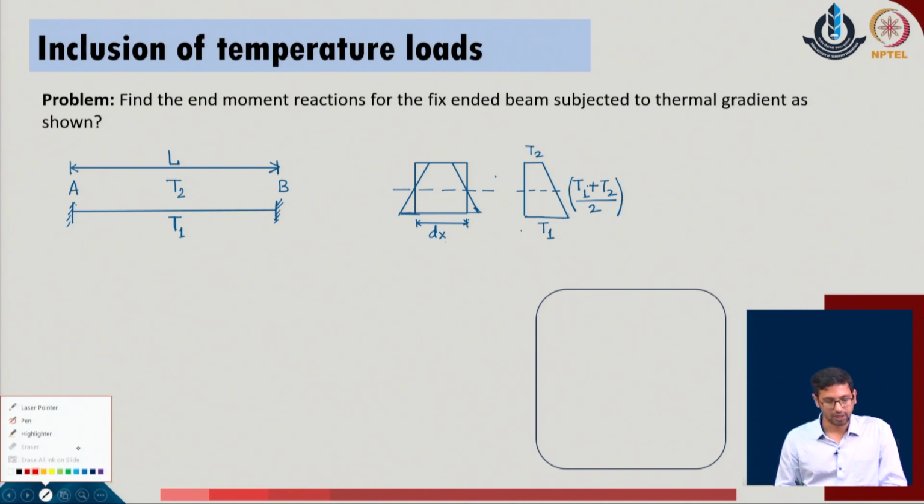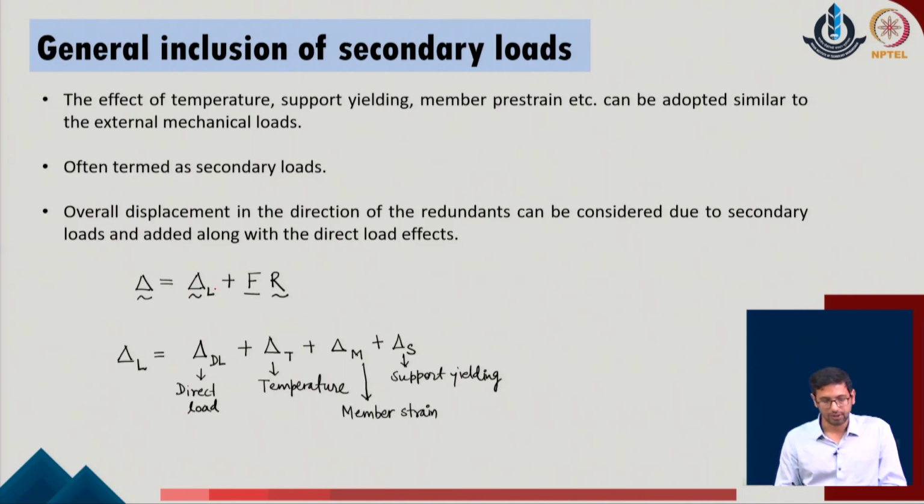Now, as we start with the given system, we consider over here the amount of delta L, which is the net amount of the load distributed due to the direct load, due to the temperature, due to the member strains, as well as the support yielding of the given system. And these are the conditions which are defined when we do not have the provisions to select these parameters of the deformations in the directions of the redundants of the given system.